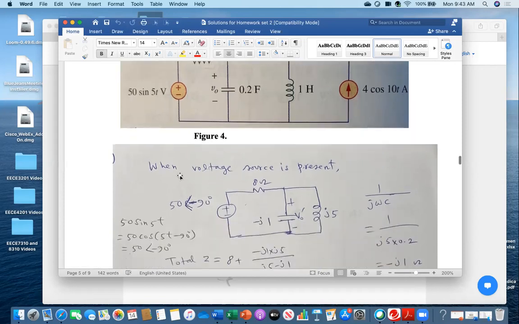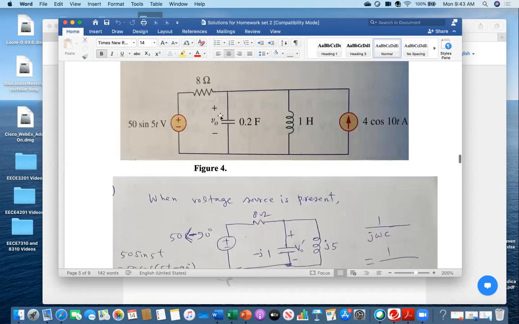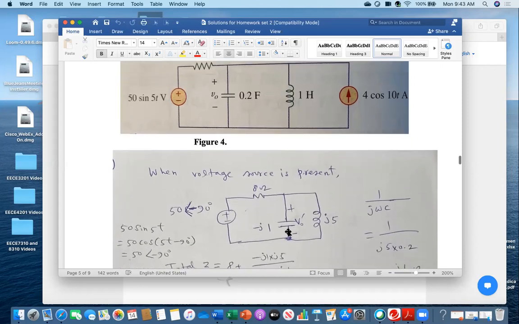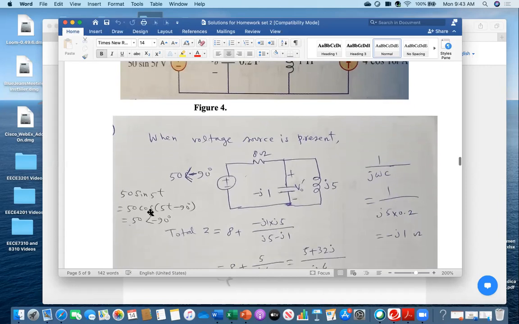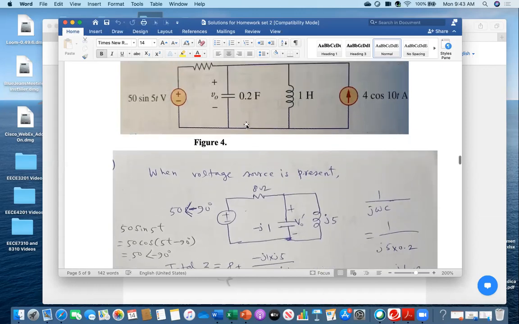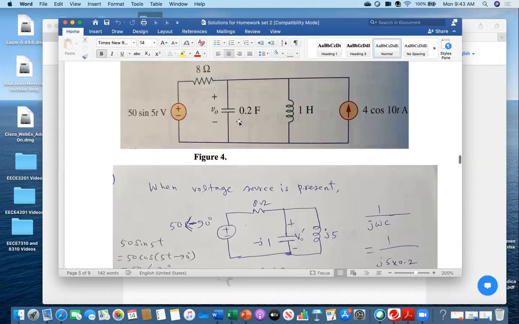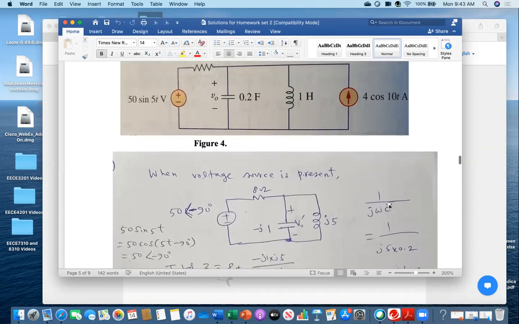So you see, when the voltage source is present, first you have to convert into the phasor domain. This is a time domain function, time domain values. First you convert everything into the phasor domain. Now the source, you see, was 50 sine of 5t. So I am converting into cosine. That's why I got 50 angle minus 90 degrees. And then I converted this one. So you see that this is the calculation.